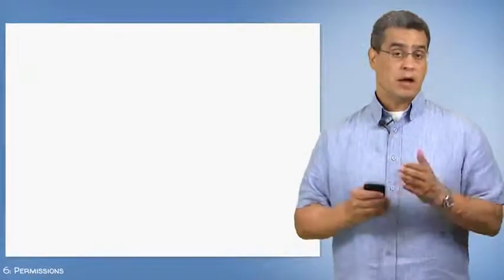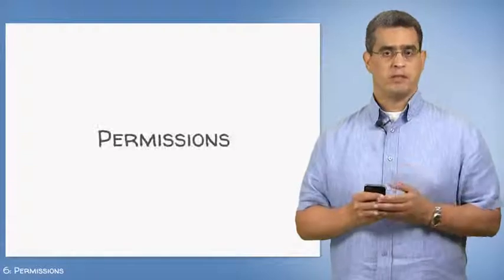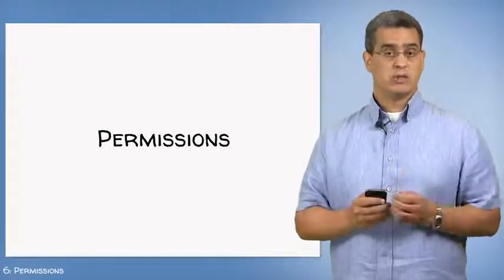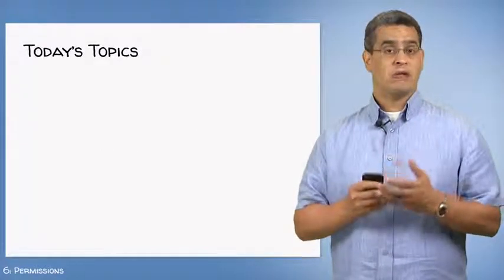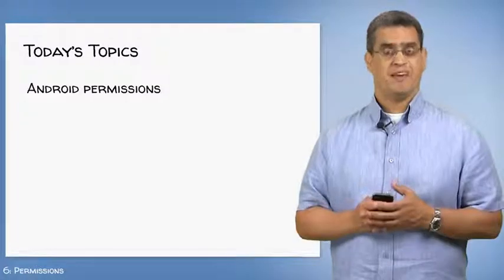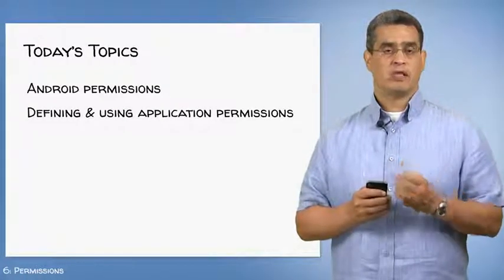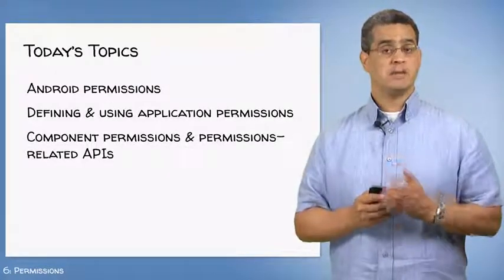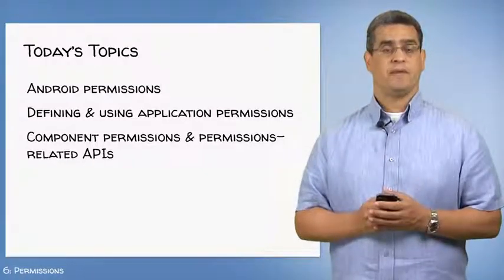In this lesson, I'll talk about how Android applications can define and use permissions to control access to important data, resources, and operations. First, I'll talk about Android's permissions architecture. After that, I'll explain how you can define and use application-level permissions, and then I'll finish up by talking about component-specific permissions and permissions-related APIs.